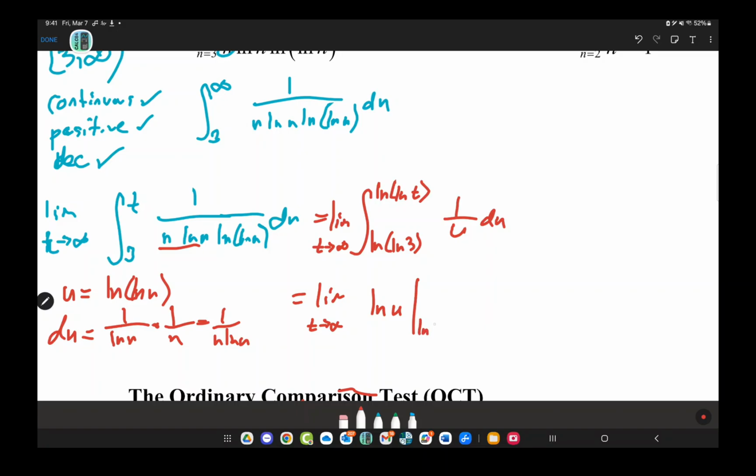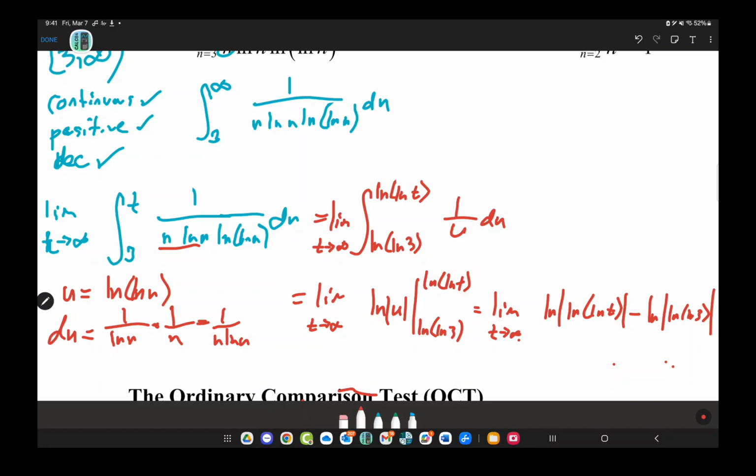from the natural log of the natural log of 3 to the natural log of t. Plugging that in, you are going to get the limit as t goes to infinity of the natural log, and this should technically be absolute value, don't forget, of the natural log of the natural log of t, minus the natural log of the natural log of the natural log of 3.